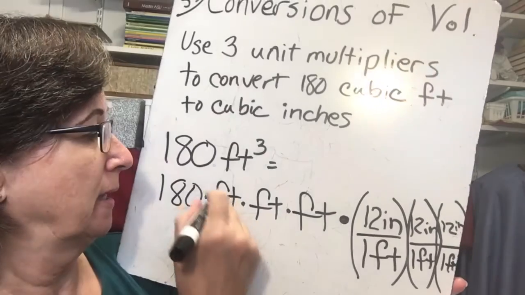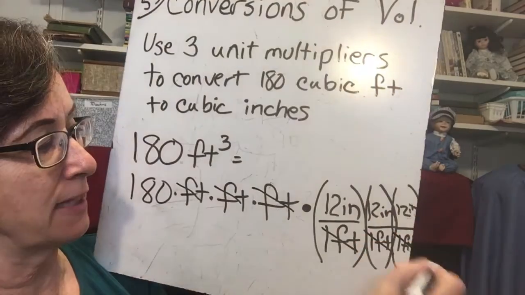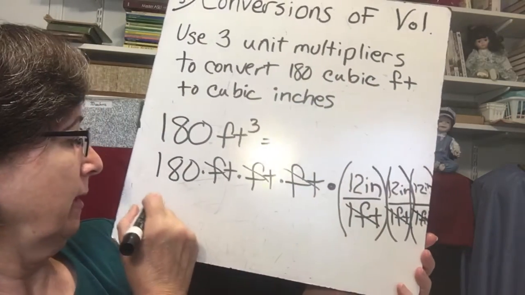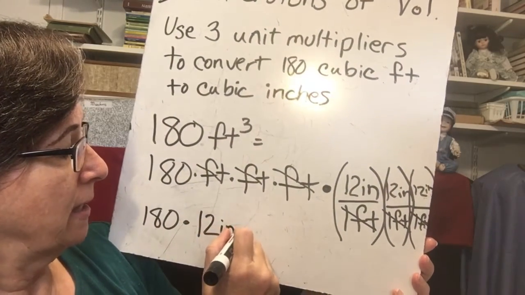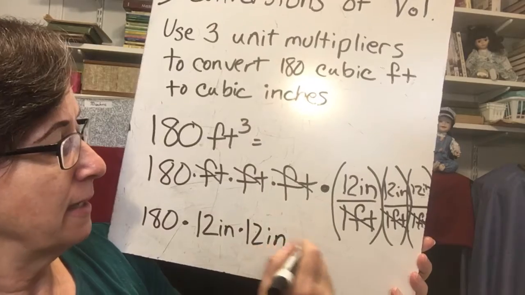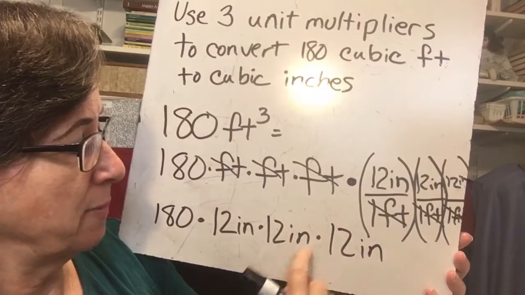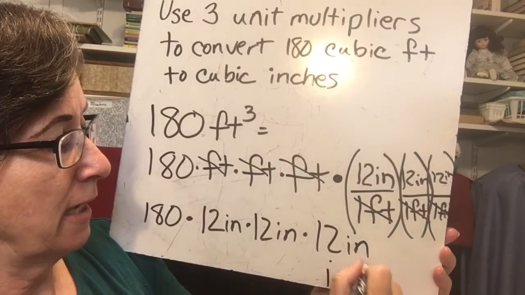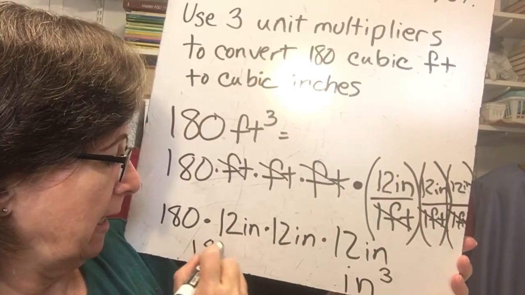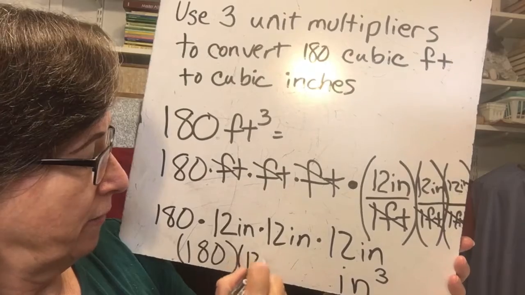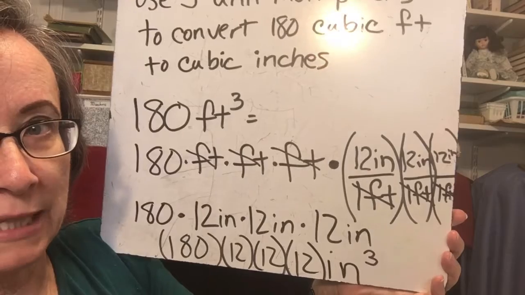Now, look what happens. This foot cancels this foot cancels this foot, and this foot cancels this foot. And we are left with 180 times 12 inches times 12 inches times 12 inches. And now I have inches times inches times inches is inches cubed. And now I need to do this math. So 180 times 12 times 12 times 12 inches cubed. Let's see what that is.